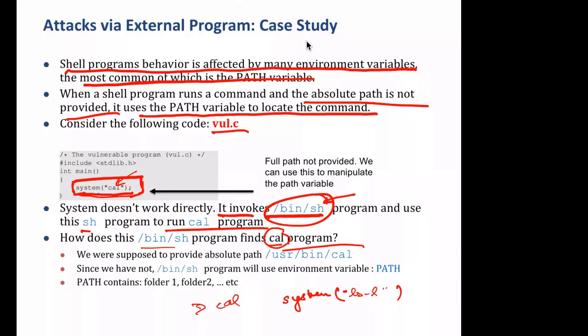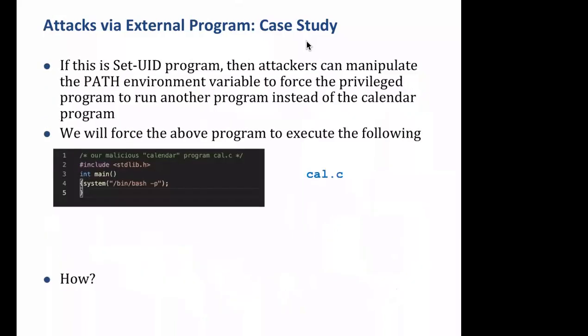Ideally, we are supposed to provide that it's a part of the bin directory, right? But well, most of us don't do that. So it will look at the path. The path contains folder 1, folder 2, etc. If this is a set UID program, then the attacker can attack the path environment variable to force the privileged program to run another program instead of the calendar program. How does it run?